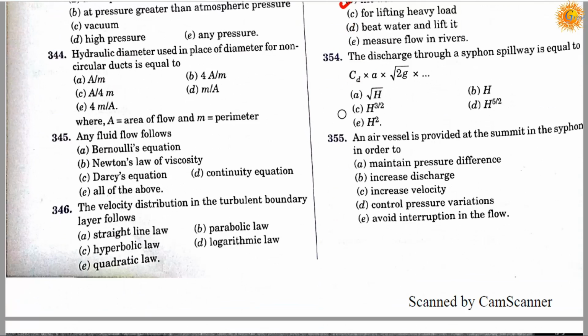Question number 354. The discharge through a siphon spillway is equal to CD into A into root of 2g into dash. Option A, root H; option B, only H; option C, H power 3 by 2; option D, H power 5 by 2; option E, H square. Correct answer is A. It will be root H.